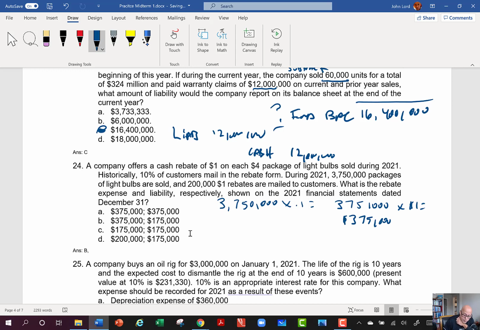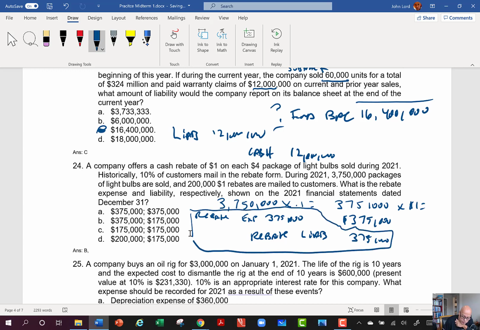So what are they going to do? They're going to debit rebate expense, $375,000, and credit rebate liability, $375,000. Okay, that journal entry right there. Kind of hard to see it there. That other stuff in the way, right? Okay, good. So they go ahead and they set up the liability.